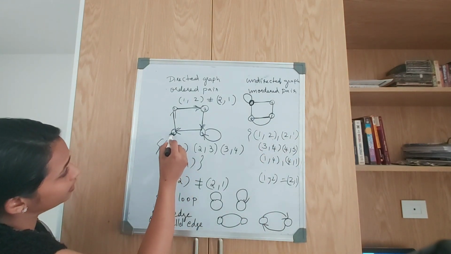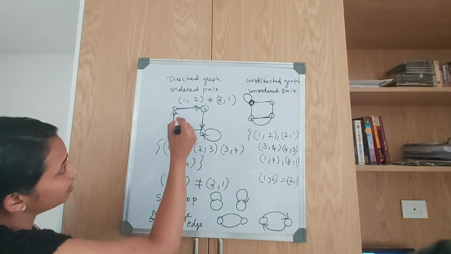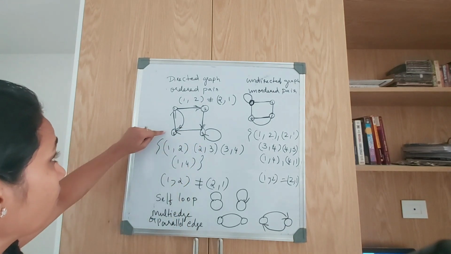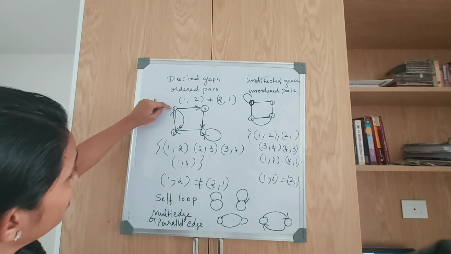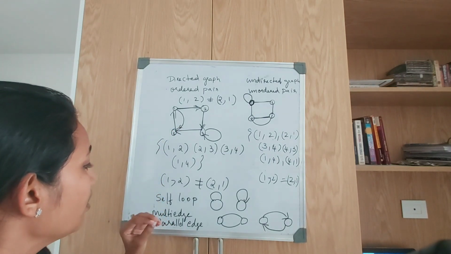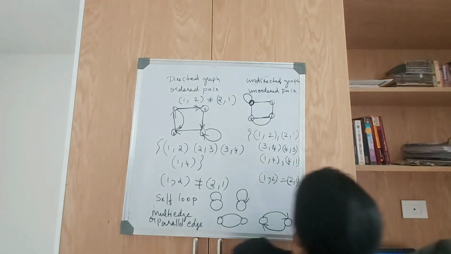You can also have a multi-edge or a parallel edge in a directed graph as well. So if there is a direction from 4 to 1, you can also have a direction from 1 to 4. So this is known as what? Multi-edge or parallel edge. Next, what you're going to learn is a cycle.